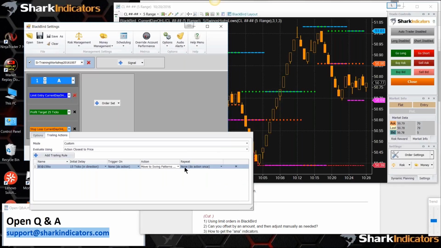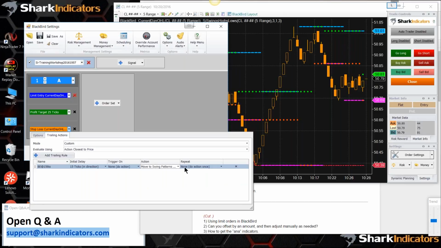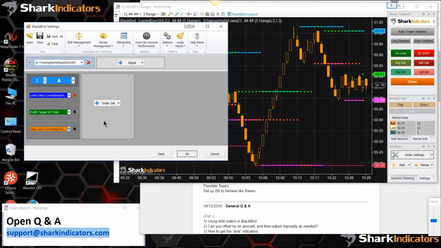And since this is a break even, there is no repeat, right? You can only move to break even just once. So we'll just leave the repeat on none, because you're only going to move your stop loss to break even plus something only once. So we're just going to do the action once. So that's all there is to it. We're waiting for 15 ticks in profit, and then we're going to move our stop loss to the swing point plus a tick. And it only repeats once. So there we go. Yeah, that does it for the stop loss.